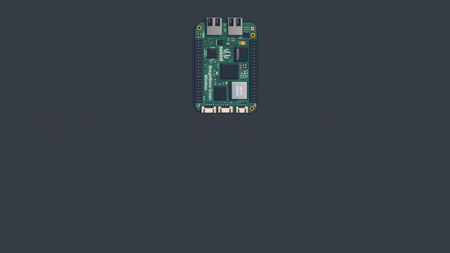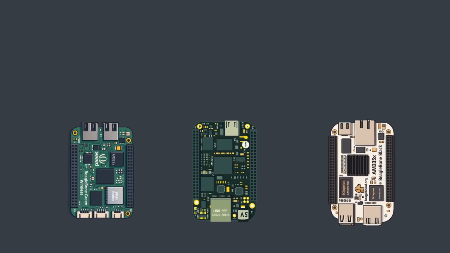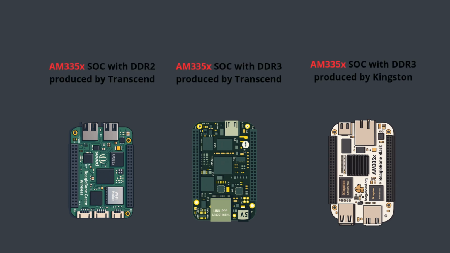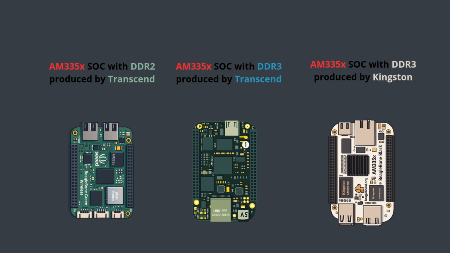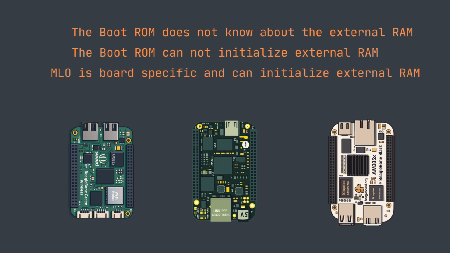Here's the core of the problem. Imagine we have three boards with the same SoC, but a completely different type of external RAM. One board might use DDR2 from Transcend, another might use DDR3 from the same vendor, and a third one might use DDR3 from Kingston, with completely different timing parameters. And the boot ROM has no way of knowing which RAM chip is connected, what its speed is, or what configuration it requires. Because of that, the ROM bootloader simply cannot initialize external RAM. That's why a small intermediary bootloader like MLO is required. It contains the board-specific RAM initialization code that the boot ROM code cannot provide.